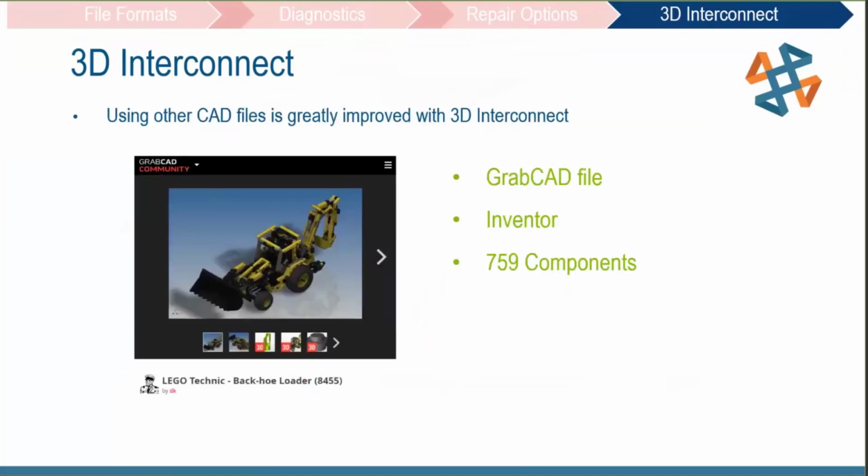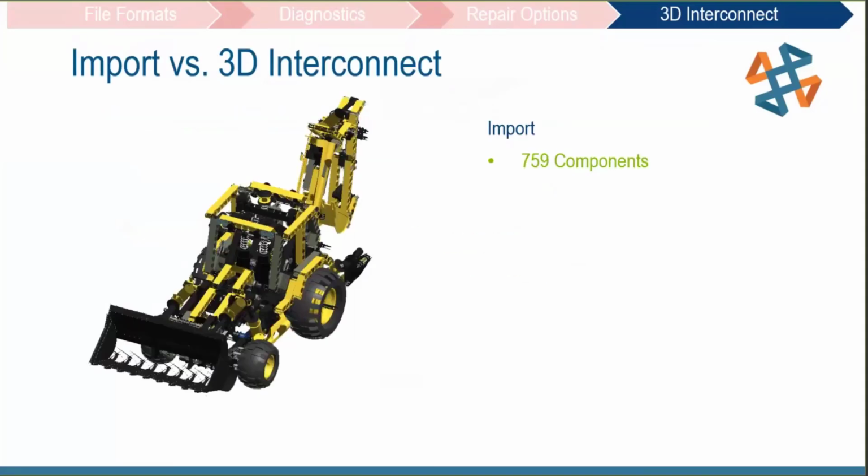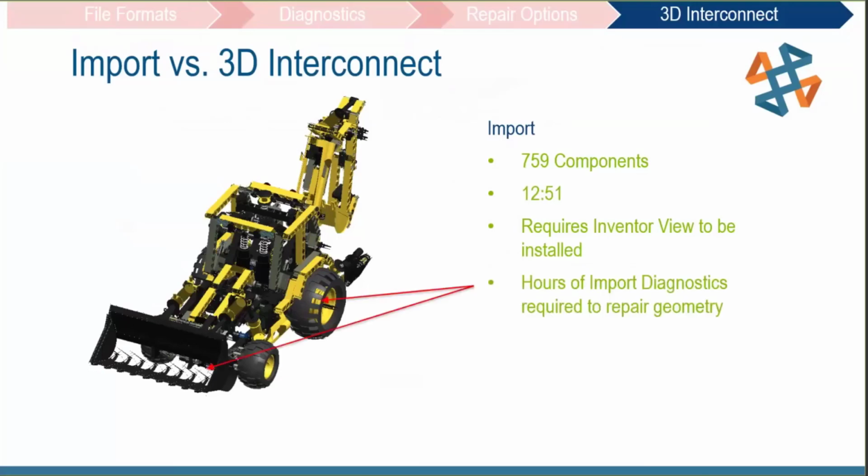So in this example, we've got the Lego front-end loader there, and from Inventor, almost 759 parts, and importing it like what we've done, it took almost 13 minutes. You do have to install Inventor View, which is their version of a viewer for SolidWorks to be able to bring that in. And then you can see all these gaps that we would spend definitely hours to repair. And there's no link back to the native. So if there was file changes, I wouldn't see that reflected.